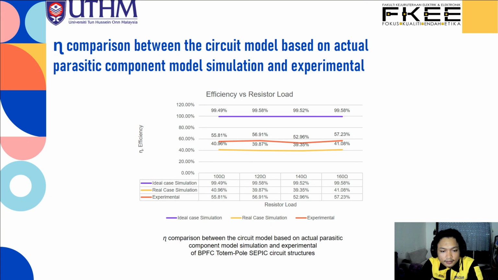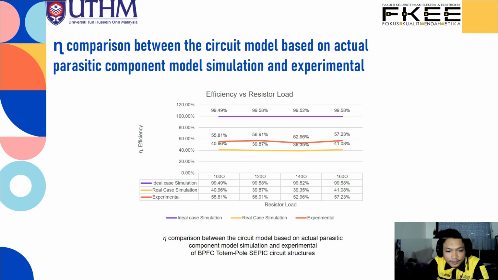for 100 ohm, the efficiency is 40.96. For 120, the efficiency is 39.87. For 140, the efficiency is 39.35. And finally, for 160, we can see 41.08. As we can see, from the real case simulation, the highest efficiency is at 160 ohm.